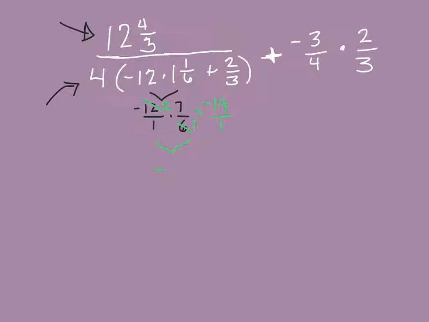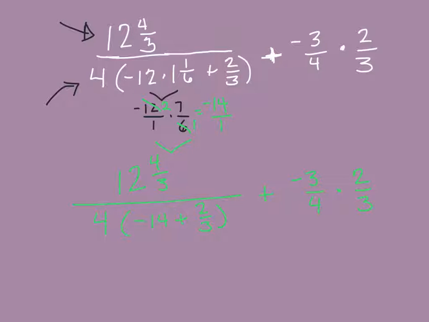Whoops, I don't want to actually put that right there, because I need to rewrite the entirety of this problem. So I've got 12 and 4/3. Again, we know that looks funny, but we're going to leave it for now. Divided by 4 times the quantity. We now know that's negative 14 plus 2/3. And the answer to that, plus negative 3/4 times 2/3.